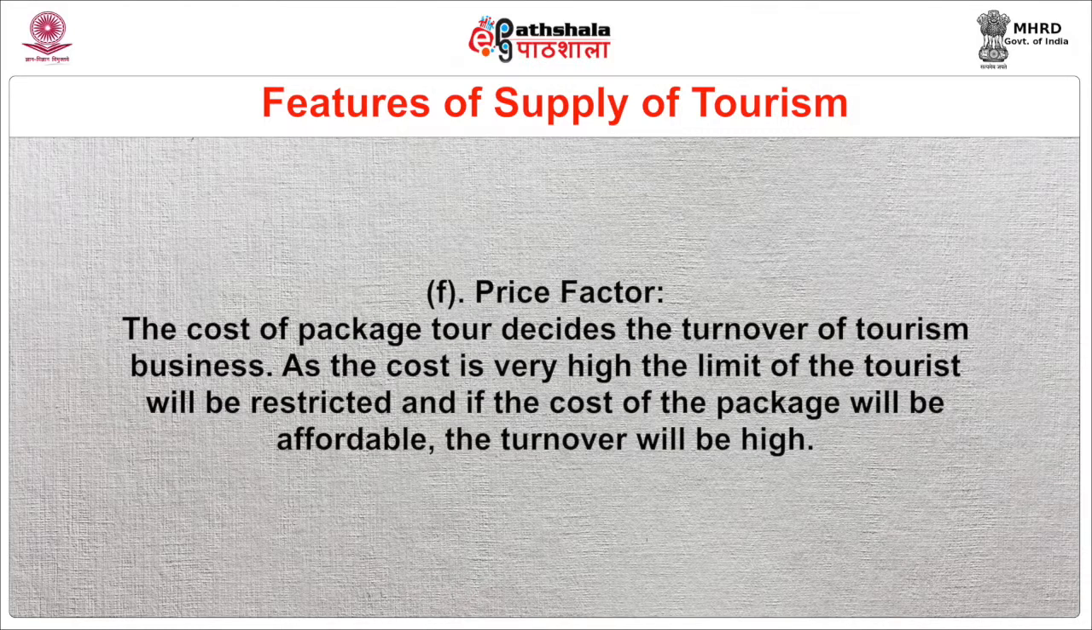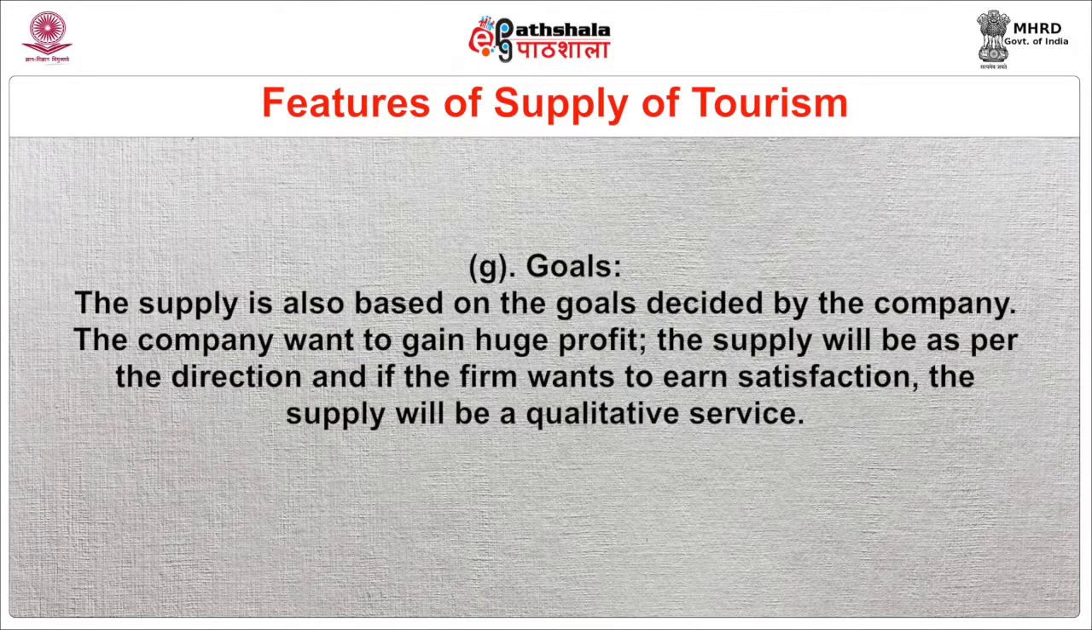F. Price factor. The cost of a package tour decides the turnover of the tourism business. As the cost is very high, the number of tourists will be restricted. And if the cost of the package is affordable, the turnover will be high. G. Goals. The supply is also based on the goals decided by the company. If the company wants to gain huge profit, the supply will be as per that direction, and if the firm wants to earn satisfaction, the supply will be a qualitative service.